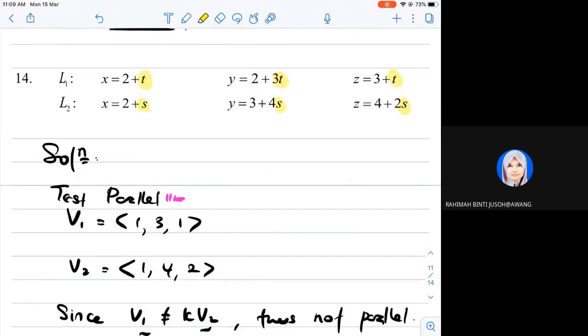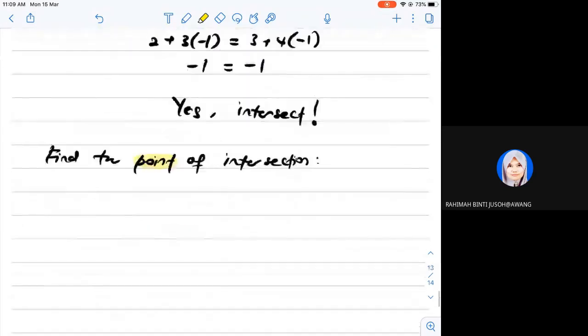Both will give you the same answer. Don't worry. Sebab dia point of intersection. Of course lah dia kena sama jawapan tu. Okay. Let's say kita ganti dekat first line. So kalau saya nak ganti dekat first line, we substitute.